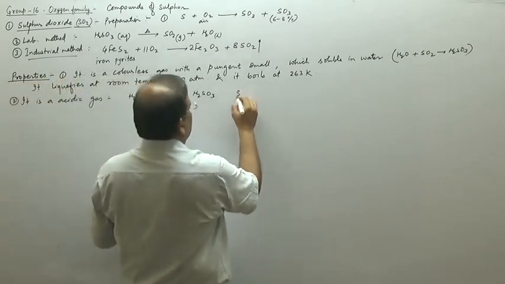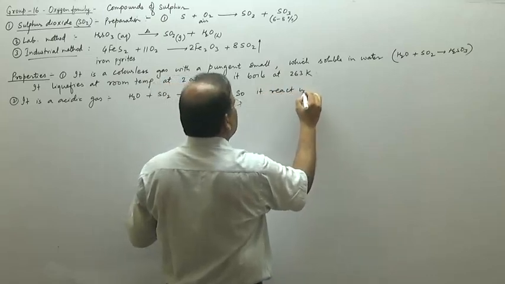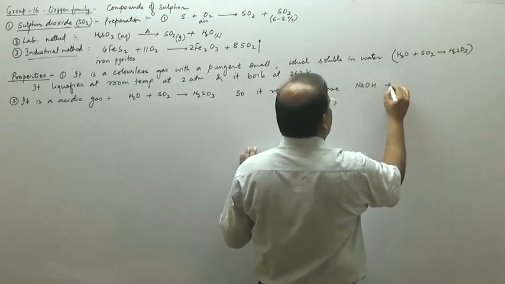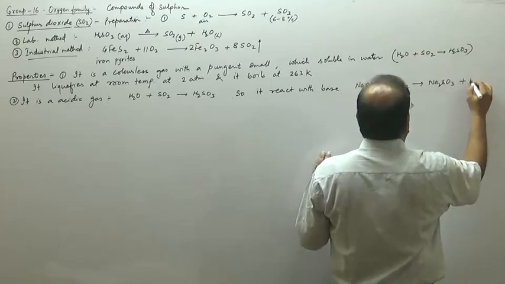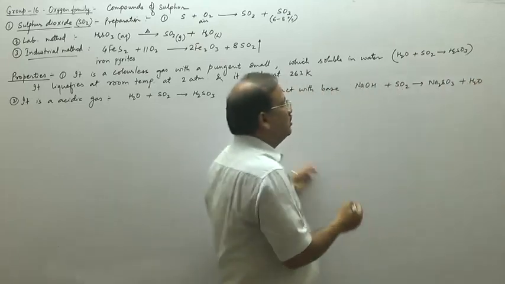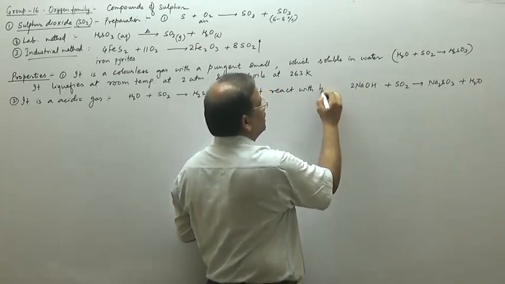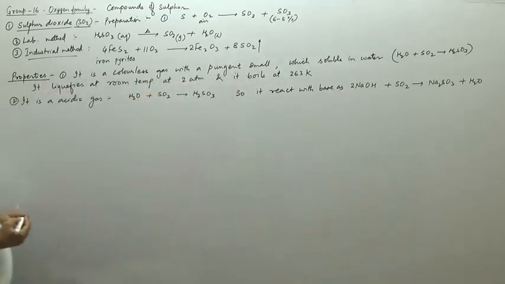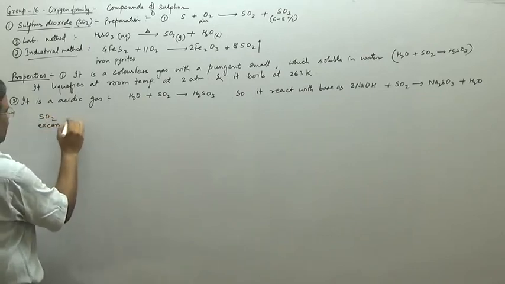So it reacts with a base. When NaOH reacts with SO2, I'm going to write that Na2SO3 plus H2O is formed in the reaction. That is how I'm going to write the reaction. So it will react with a base like that. Now SO2 is also reacting further: if I have SO2 in excess, it will react with NaOH.